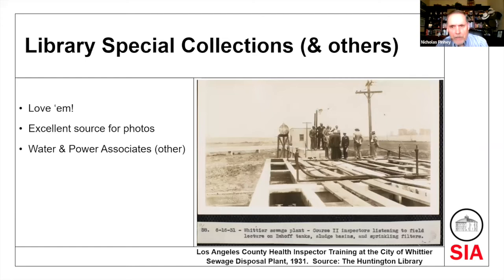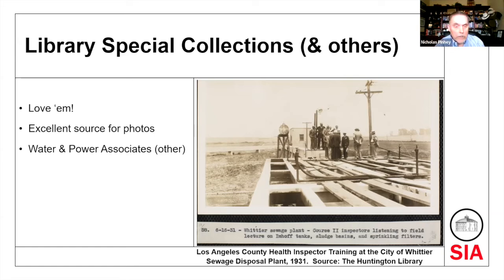I love them. They are excellent sources for photos. I routinely use library special collections and archives for researching both water and wastewater history in California and for obtaining photographs of historic sites. The University of Southern California's digital library collections, the UCR special collections, and the public library special collections are all excellent sources.